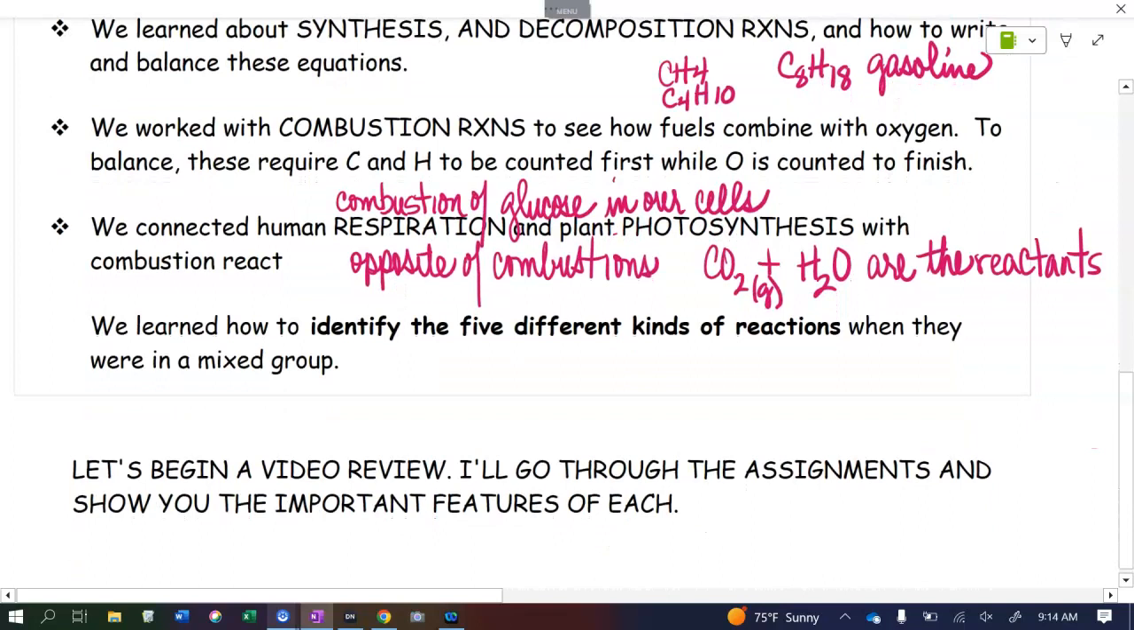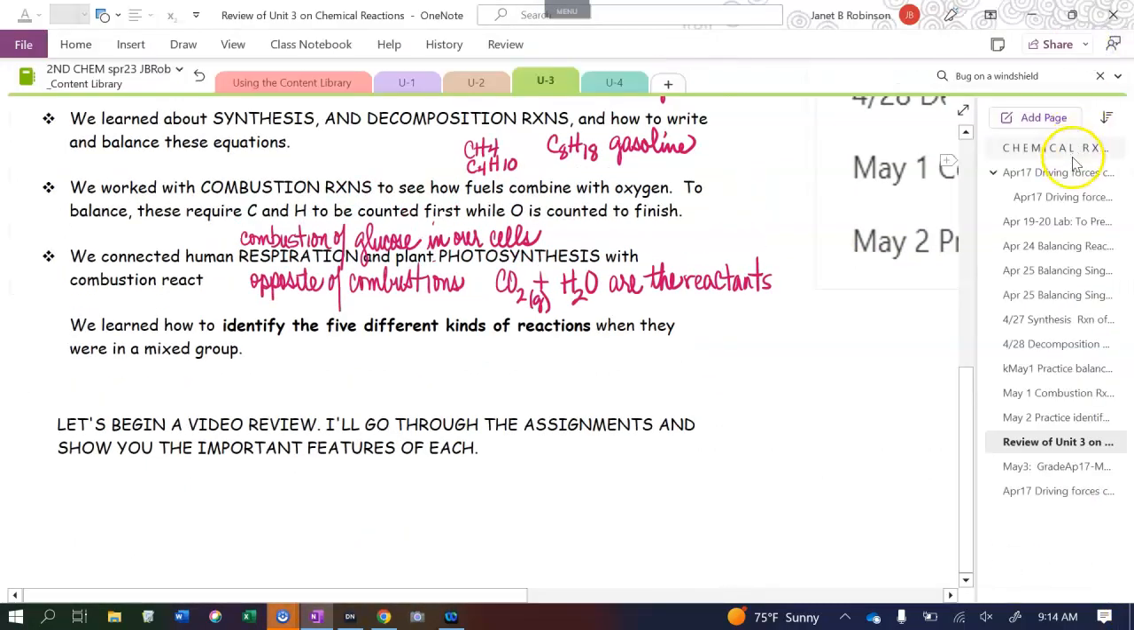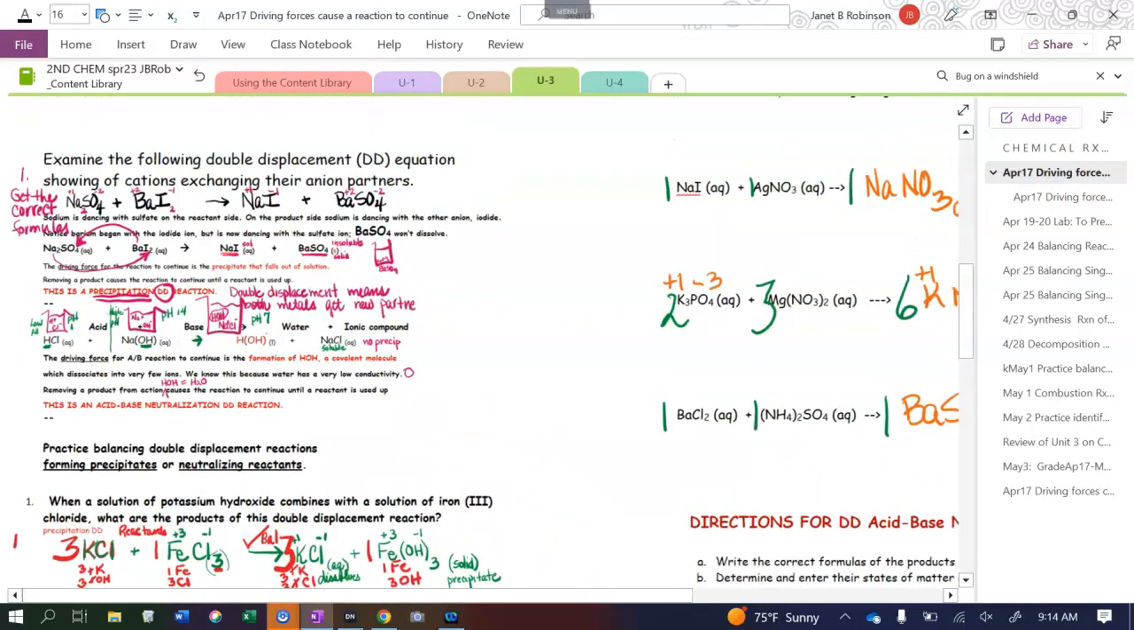And then we learned how to identify the 5 different kinds of reactions yesterday when they were in a mixed group. So we have really done a lot. Let's go and look at each one of these then, starting with April 17th.